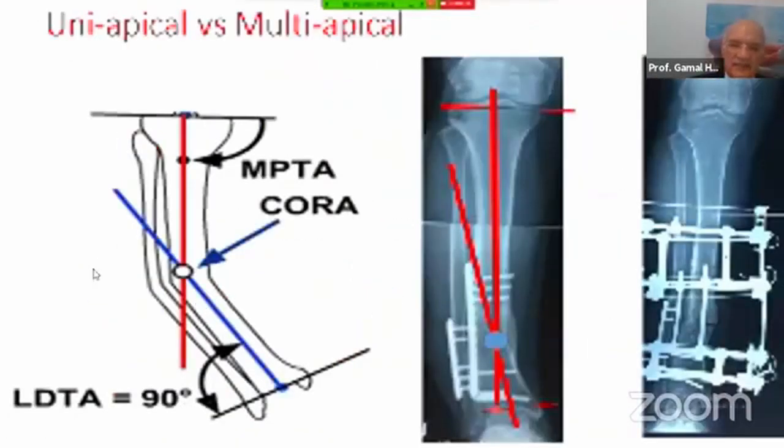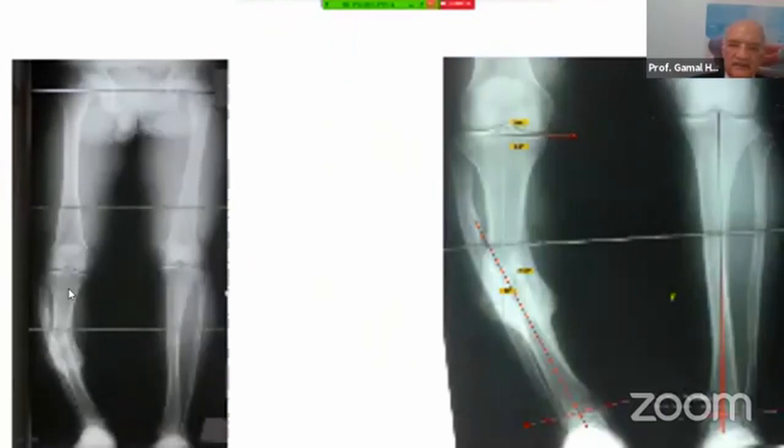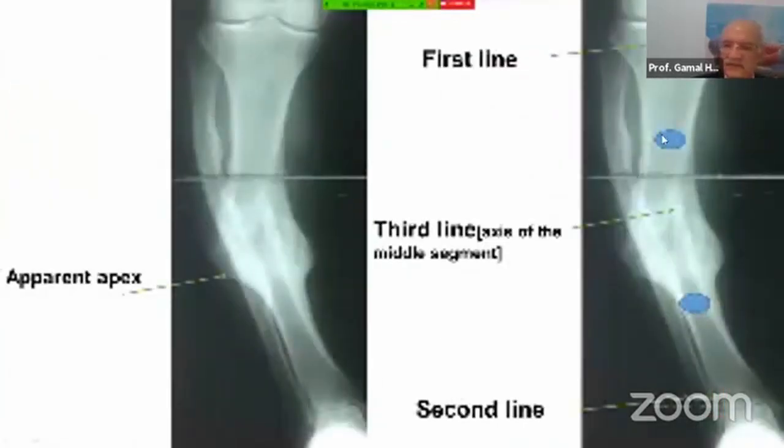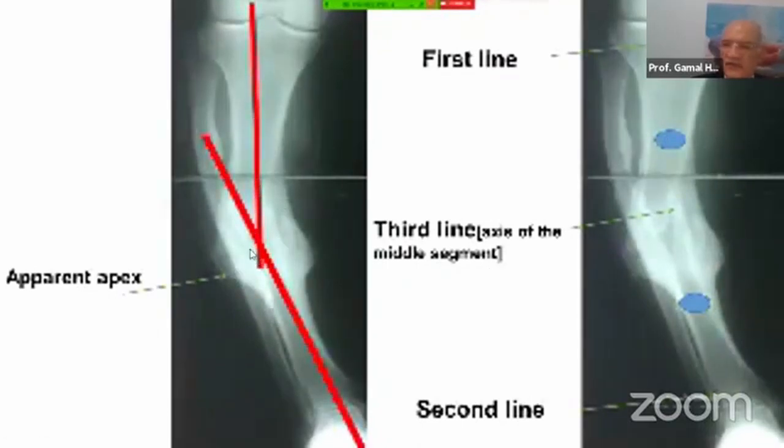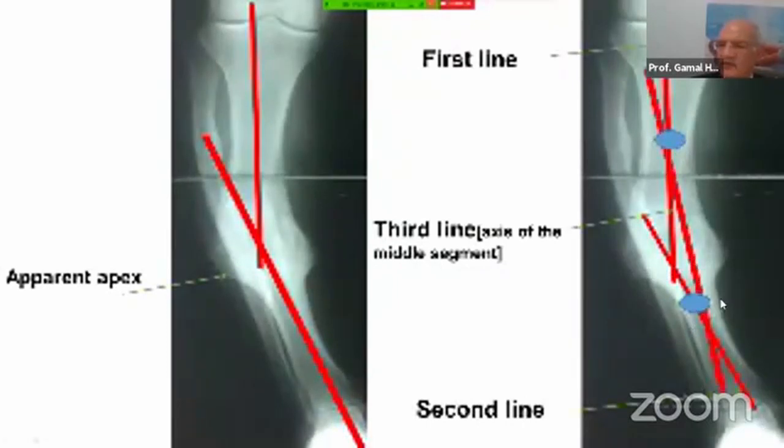This is an example. See, post-traumatic C-shaped deformity. We have two CORAs. When the axes meet each other, they meet in the apparent CORA. So this is the apparent CORA. But when we draw the third line of the third segment, they meet in two other CORAs. So we correct with two osteotomies.